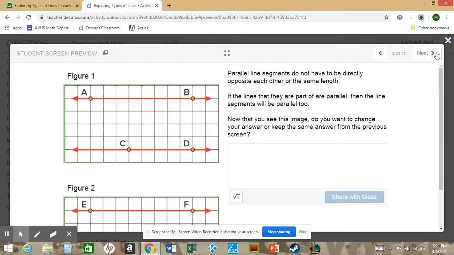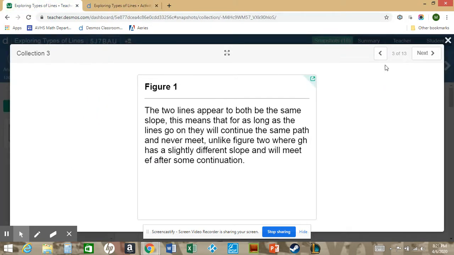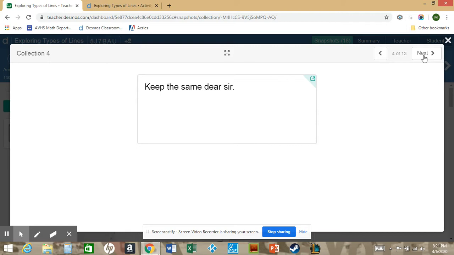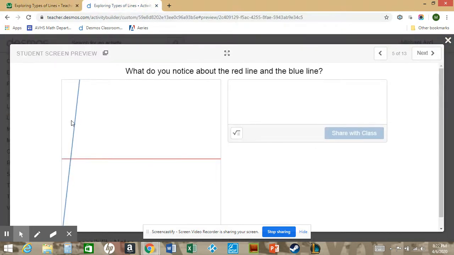Okay, going back to the activity. What do you notice about the red and blue line? So what is happening here? Are they parallel to each other? No, they are not. They are intersecting, so we know they're not parallel. That is the first thing we look for. Secondly, we want to find out the other P word, perpendicular. Are these lines perpendicular? No, they are not. They need to make an exact plus cross right down the middle. Otherwise, it is not what we're looking for. So they cross this time, so they aren't parallel. They're intersecting. The blue one still moves while the red one does not, which is exactly what is happening in this little super exciting video clip.